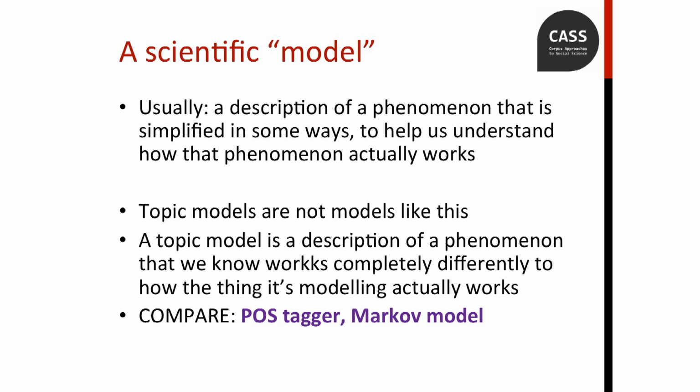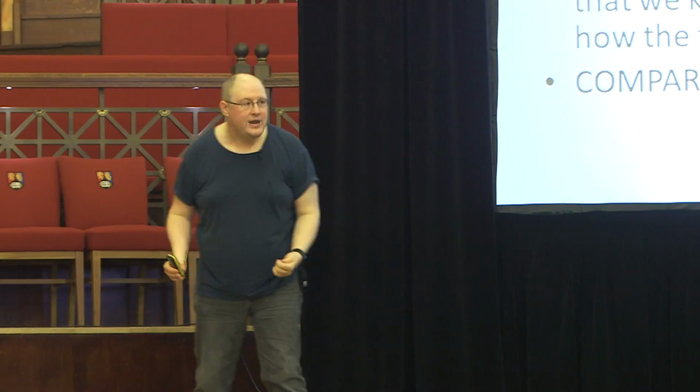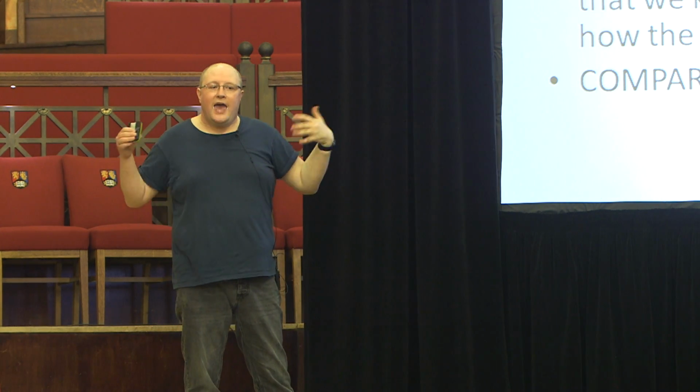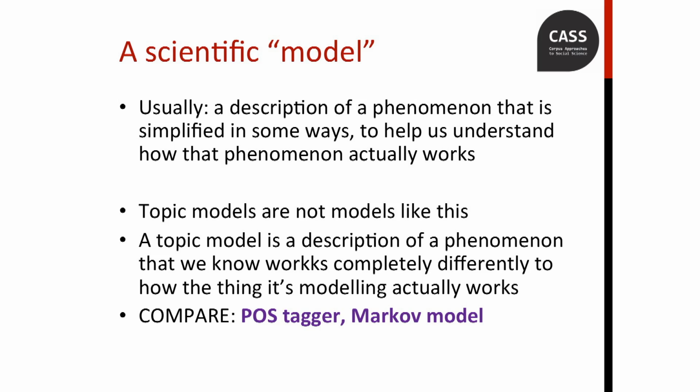A topic model is a description of a phenomenon that we know works completely differently, right? We know that writers don't pull tiles out of bins. They sit there and they go through arguments or tell stories. So we know that the topic model is not what is happening. It's a model that is not aiming to tell us how to understand the process of discourse production. Rather, it's just creating computational systems that can simulate the outcome. That's not the same thing.